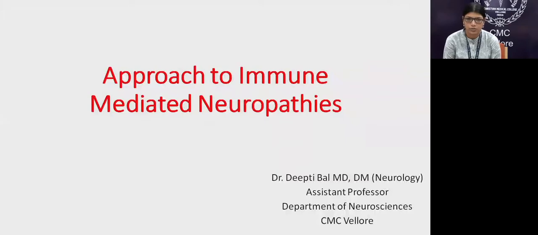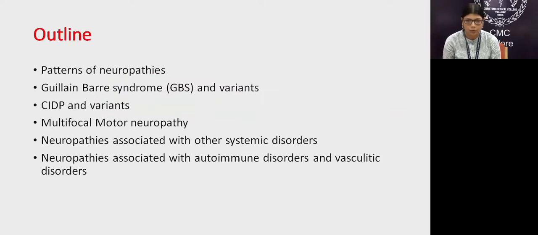Good afternoon to all. Continuing with the series of neurology lectures, today we'll be discussing immune-mediated neuropathies. This will be the basic outline of my talk. Even before dealing with the immune-mediated neuropathies, we need to see how to recognize various patterns of neuropathies, and the most important immune-mediated neuropathies, which include Guillain-Barré syndrome, CIDP, multifocal motor neuropathy, various neuropathies which are associated with systemic disorders involving the other systems and including the PNS system, and neuropathies associated with other autoimmune disorders and vasculitis.